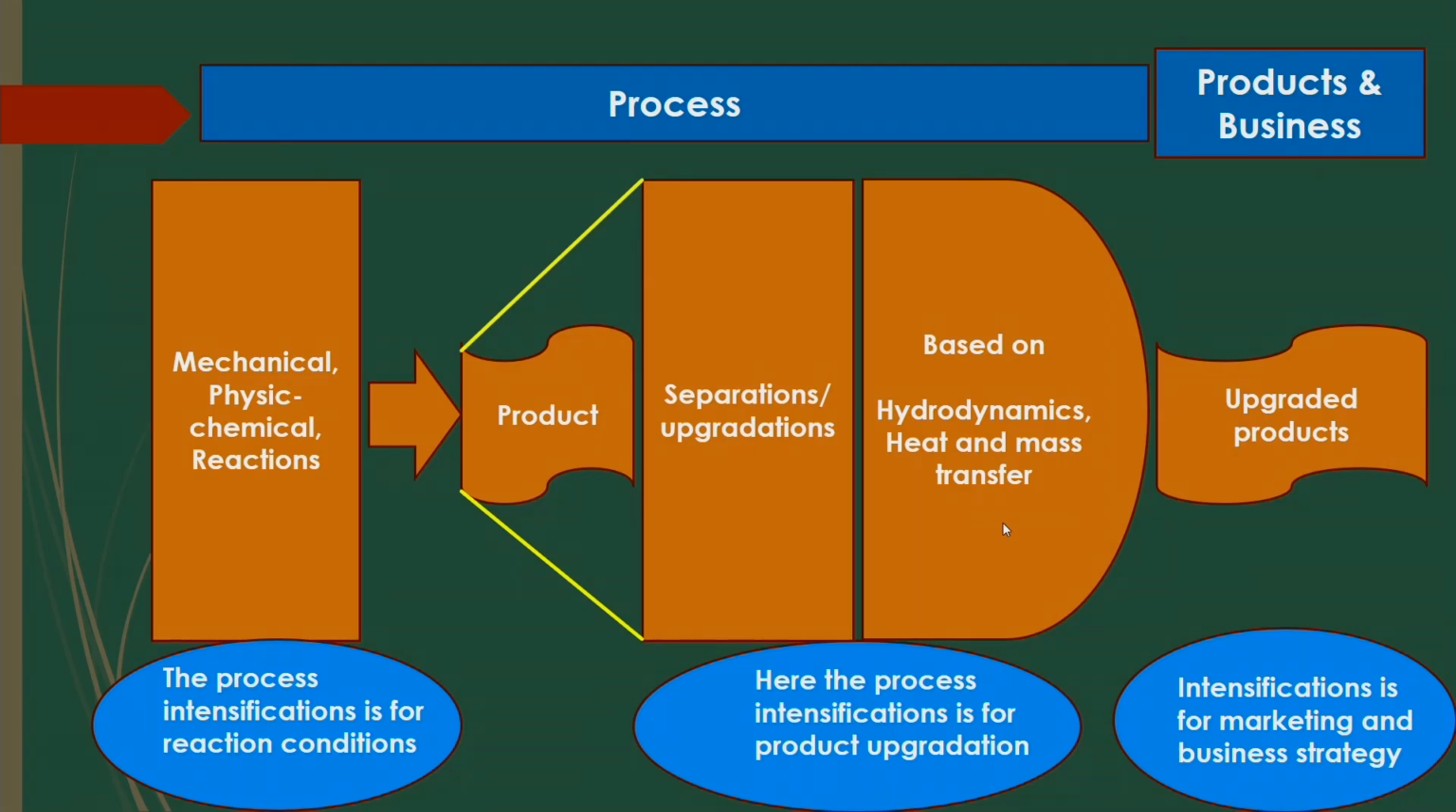Some processes are totally mechanical. Suppose you want to reduce the size of catalyst particles to get more surface area, so that the reactions will be intensified. Or some processes like physical separation processes, in that case particle size is very important. In some fluidization processes in chemical engineering, the size of the particles matters. So, in mechanical processes size reduction is needed, and in that case you have to intensify that size reducing process.